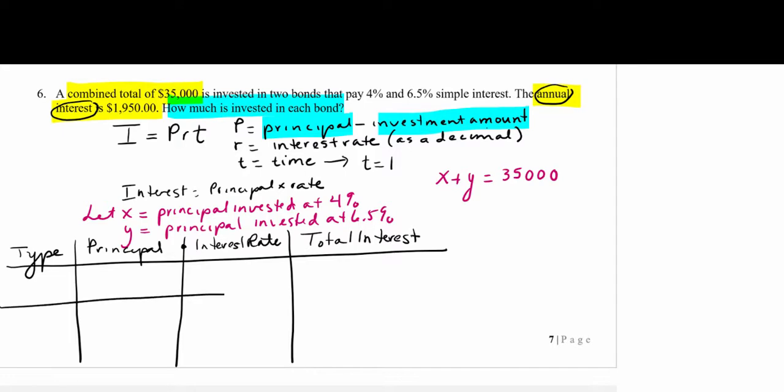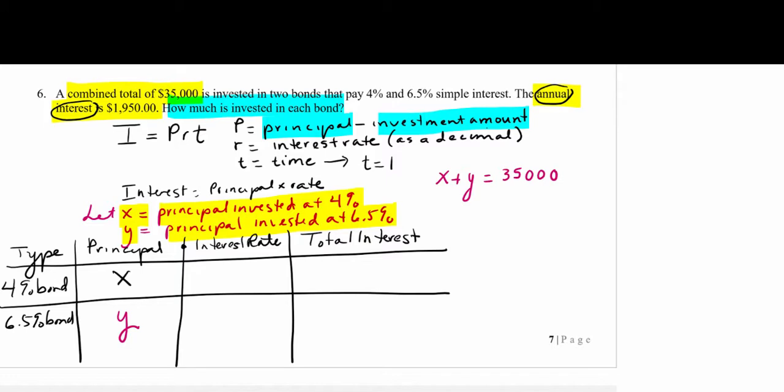So we have two types of investments, don't we? We have the 4% bond and we have the 6.5% bond. And the amount invested at 4%, that was our X. We call that X, right? Because it says principal invested at 4% is X. And then the amount invested at 6.5%, that was our Y, isn't it? Because we said Y represents the principal invested at 6.5%. So there's our principal column. And next, we need our interest rate as a decimal. And as you know, we're going to move the decimal two places to the left.